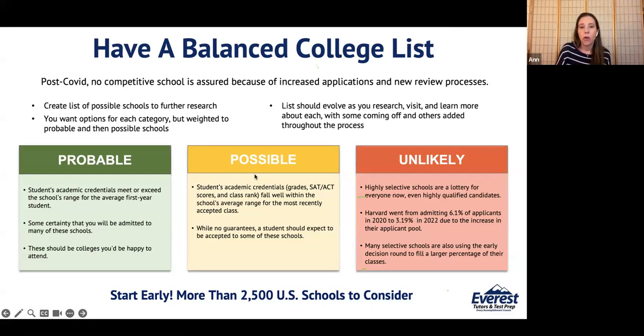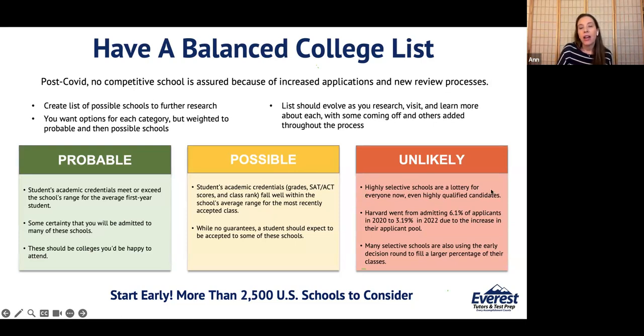Possible schools. So this is where you're going to fall within that 25th to 75th percentile for grade scores, class rank. I know it's tough in Montgomery County because we don't really do the rank. You fall into the average range for the most recently accepted class. Now there's no guarantees, but you should expect to get into some of these schools. This is almost like an SAT exam. You're going to get most of the probables, some of the possibles, and probably just a few of the unlikelies should you sit down to take the test.